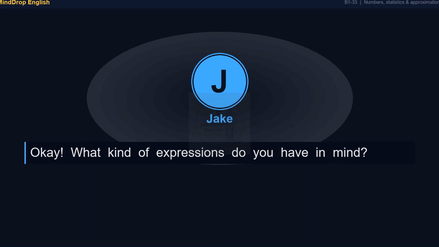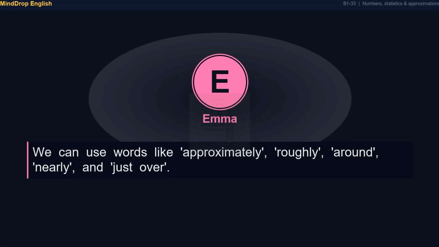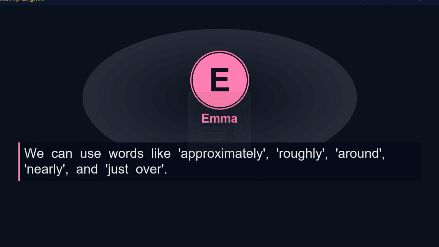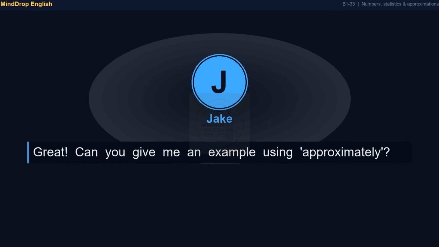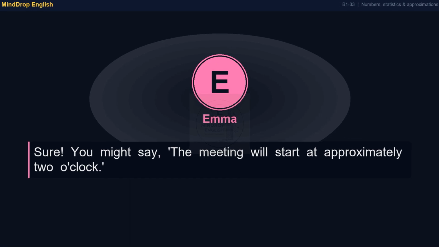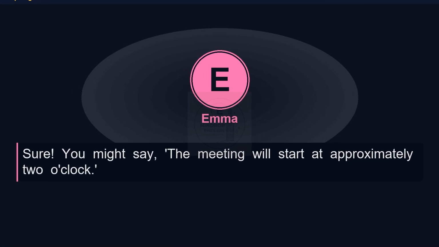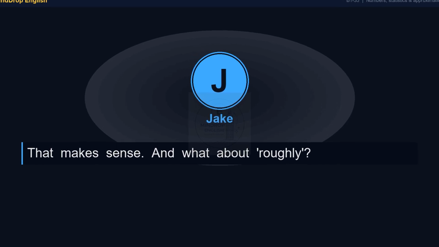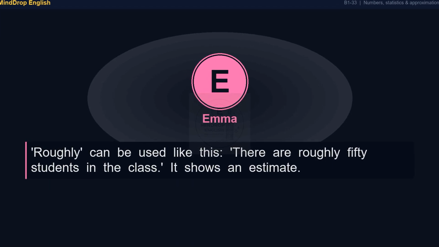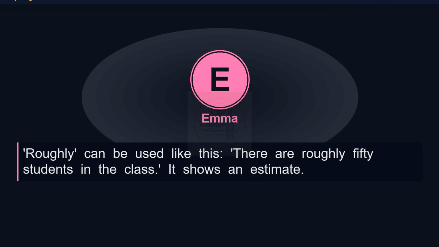Okay, what kind of expressions do you have in mind? We can use words like approximately, roughly, around, nearly, and just over. Great. Can you give me an example using approximately? Sure. You might say, the meeting will start at approximately 2 o'clock. That makes sense. And what about roughly? Roughly can be used like this. There are roughly 50 students in the class. It shows an estimate. Got it.